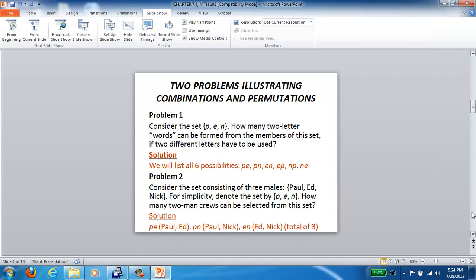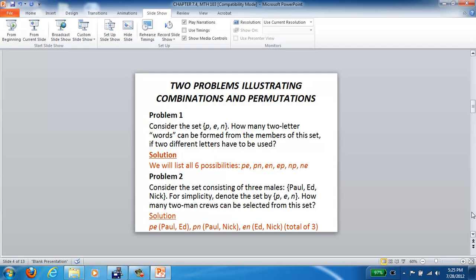Next, let's see the difference between permutations and combinations. Let's assume that we have the set PEN. That means we have 3 letters, and we want to see how many 2-letter words we can create. So we can have the words PE, PN, EN, NE, NP, and EP. So in reality we have 6 possibilities.